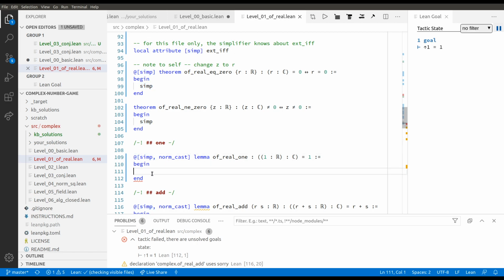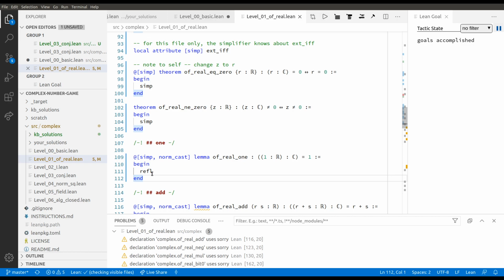We want the simplifier to prove more and more lemmas, because when you're actually in the wild using complex numbers, sometimes you'll want to relate the sum of two real numbers to the sum of two corresponding complex numbers, and you want the simplifier to deal with these things immediately. So of real 1, is that true by definition? Yeah, this is true by definition.